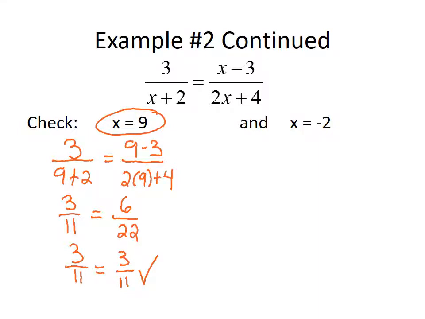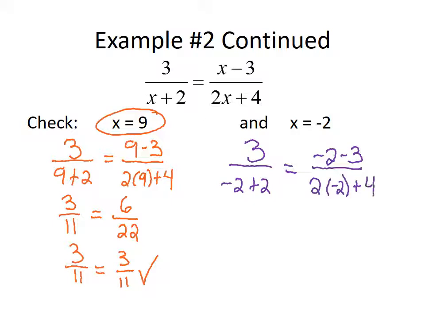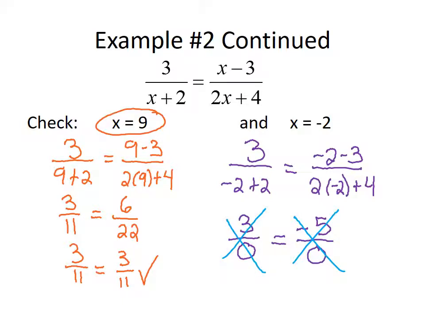So this does work. This is one of my solutions. Now I'm going to do the same thing with negative 2. I'm going to check that. So I'm going to have 3 over negative 2 plus 2 equals negative 2 minus 3 over 2 times negative 2 plus 4. So I'm going to get 3 over 0 equals negative 5 over 0. Now, this is super huge, you guys. This can't happen. It's illegal. We can't divide by 0.